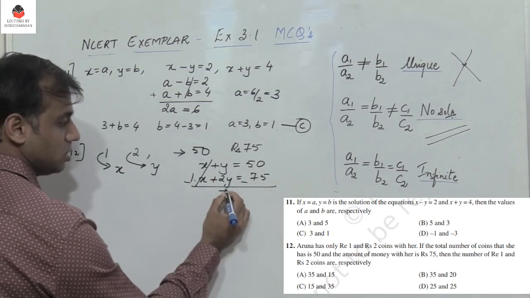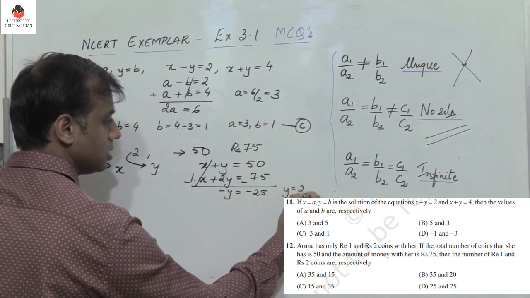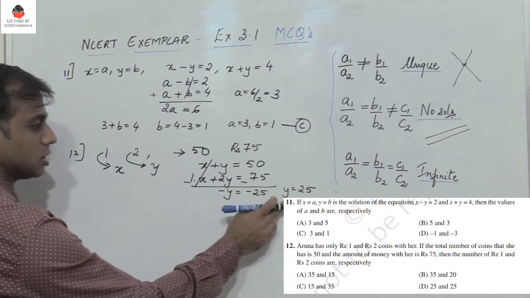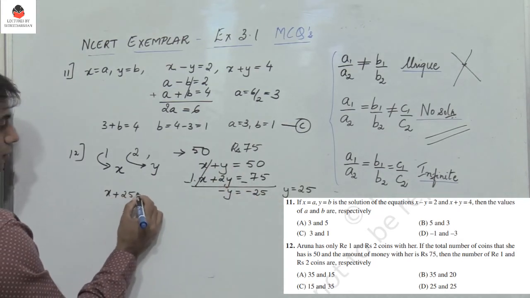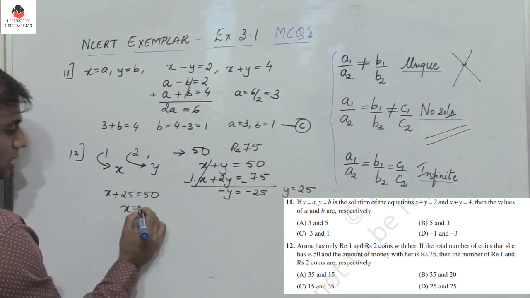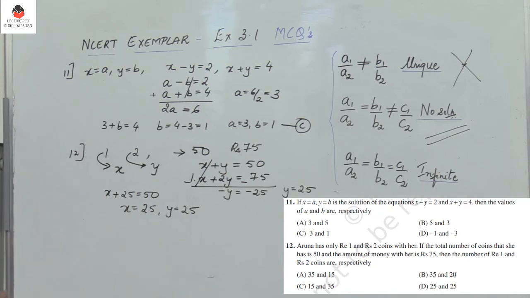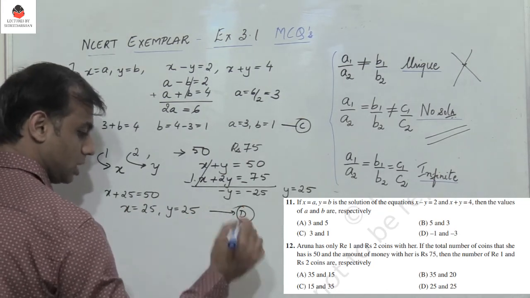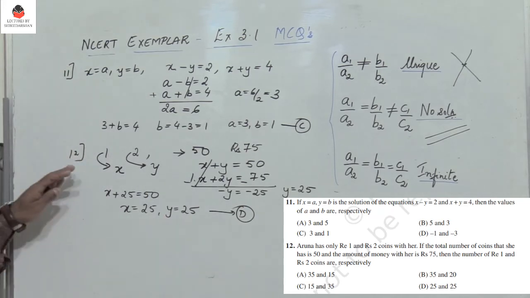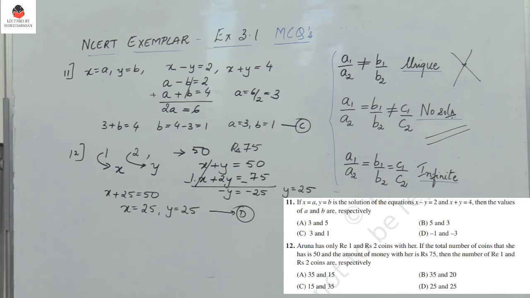X will get cancelled. So I get minus y equals minus 25, or y equals 25. Now substitute the value of y here. X plus 25 equals 50. So what is x? X is 25. Y also is 25. So what is the right answer? The right answer is option D, 25 and 25. So Aruna has 25 1 rupee coins and 25 2 rupee coins.